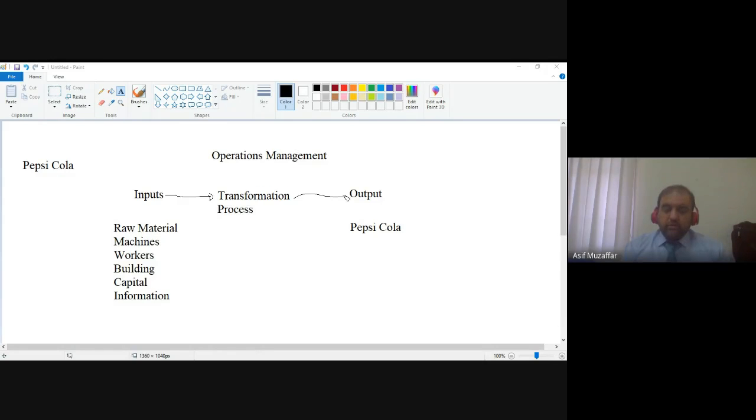Okay. So this must go through a transformation process. What is a transformation process? Transformation process is about creating value. What is creating value? I don't have a bottle with me, but think about it. If this is a water bottle and this is empty, do you have any value for an empty water bottle?